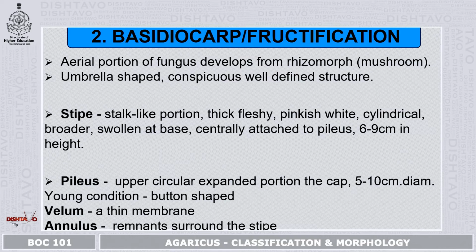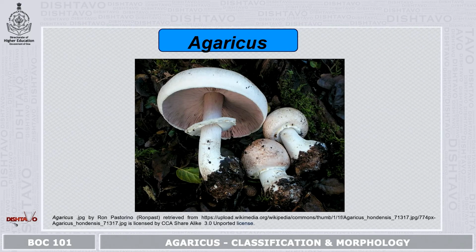Whereas the pileus is the expanded portion of the mushroom. In young condition, when it is in a button shape, a covering or thin membrane surrounds the button mushroom, and it is called a velum. Now, as the button mushroom increases in size and grows into a proper mushroom, the velum breaks open and the remnants of the velum surround the stipe, and that is called the annulus. So, students, this is the annulus. This is the pileus. This is the stipe. This is the button mushroom stage.